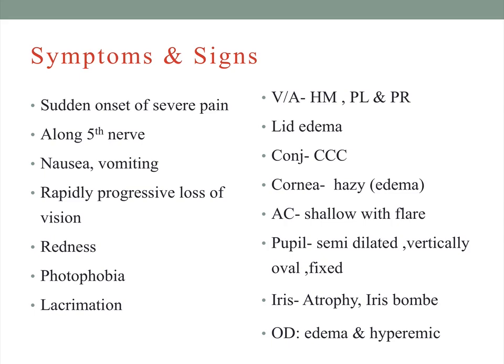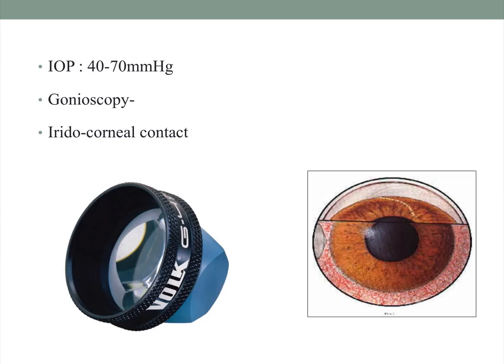Pupils are semi-dilated, vertically oval, and fixed. Iris may show atrophic patches or it may show iris bombe. Optic disc may show edema and hyperemia. Intraocular pressure is increased. It may be between 40 to 70 mm of Hg, and gonioscopy shows iridocorneal contact.